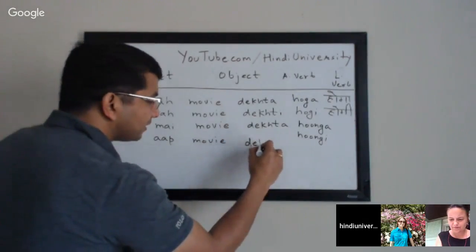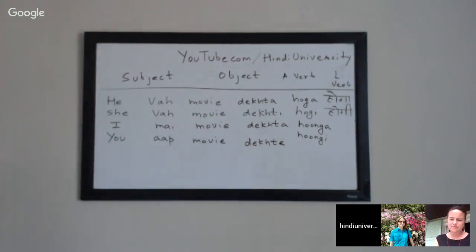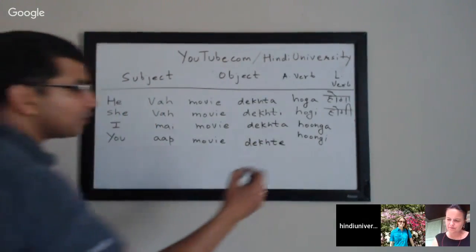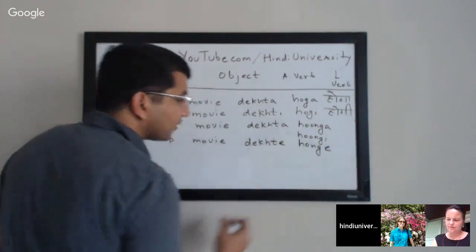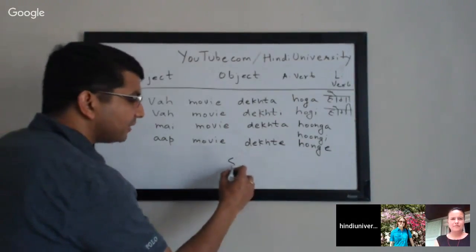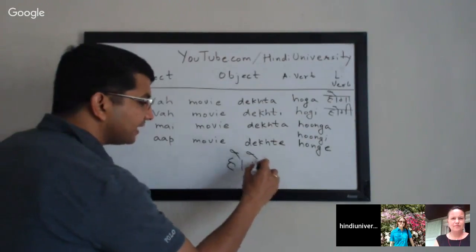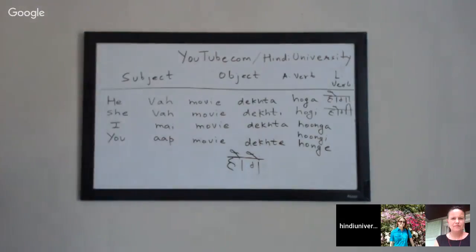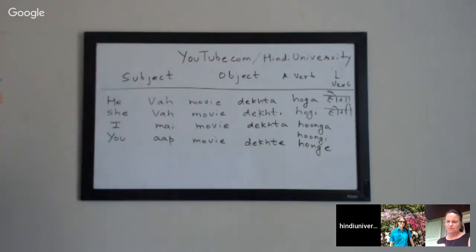Now the word conjugation is same as देखते. आप मूवी देखते, then as we covered in the earlier sentence, will be होंगे. Okay, आप मूवी देखते होंगे. So as I said, it will be हो and then गे with a dot. होंगे, आप मूवी देखते होंगे. Okay, आप मूवी देखते होंगे.